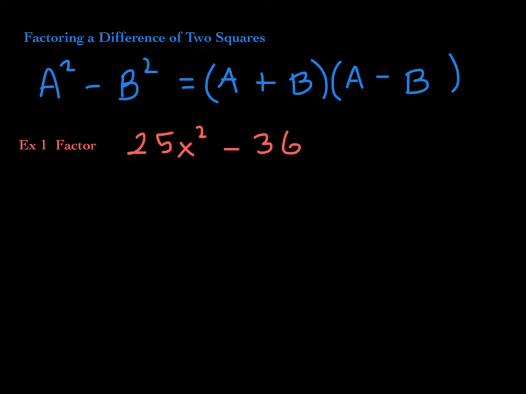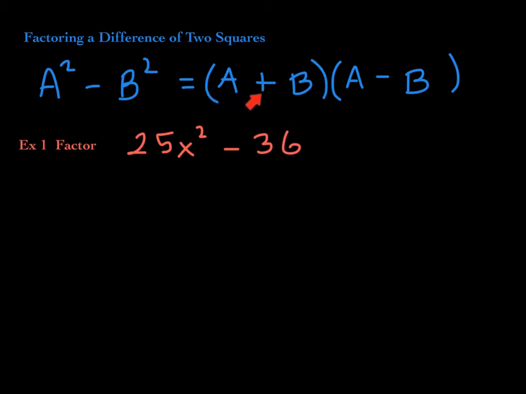Check out this first example. Is it a difference of two squares? Well, first of all, it's a difference. There's a minus sign right in the middle. Is 25x squared a perfect square? Yes, it is, because it's 5x times 5x. Is 36 a perfect square? Yes, because it's 6 times 6. So this is definitely a difference of two squares.